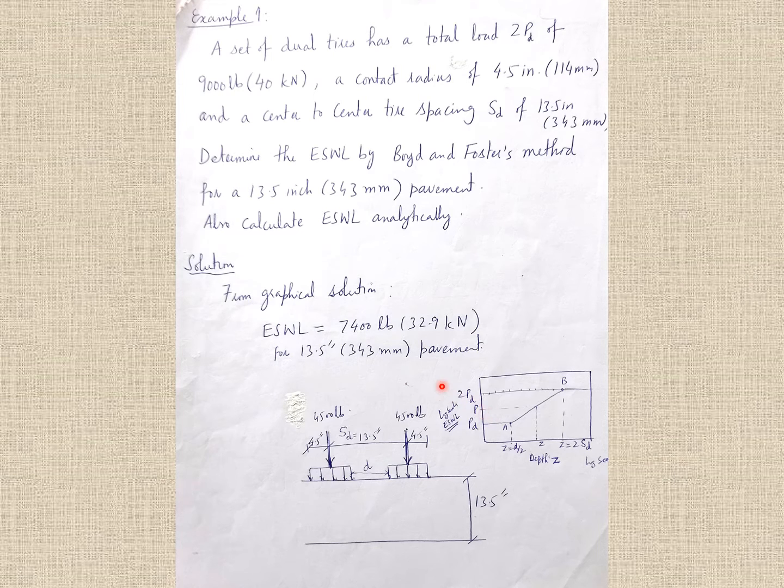So basically in this case, after plotting this graph, you would see that the equivalent single wheel load comes out equal to 7400 pounds or 32.9 kilonewton for the 13.5 inches thick pavement. So you would find some calculation work on the next slide.